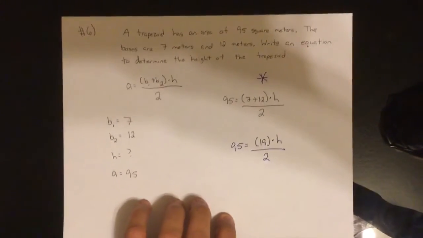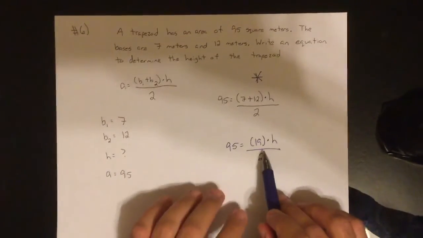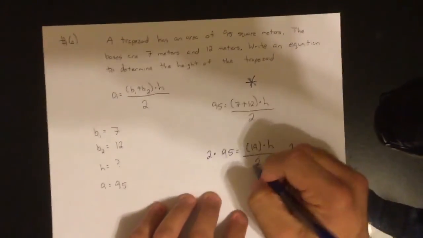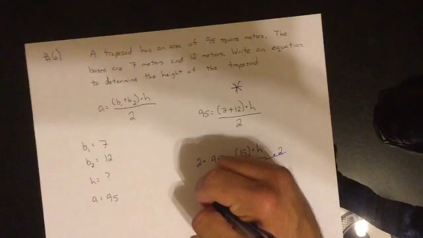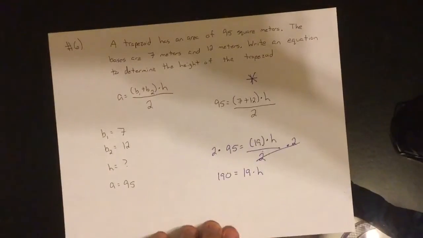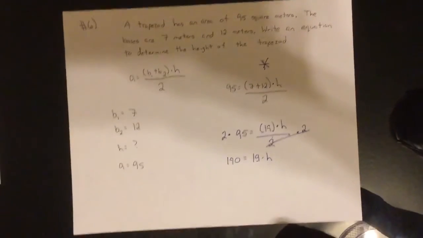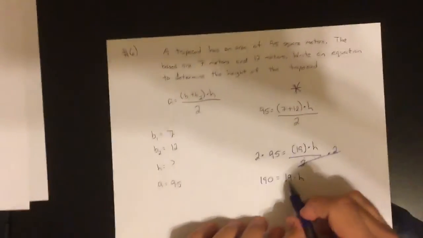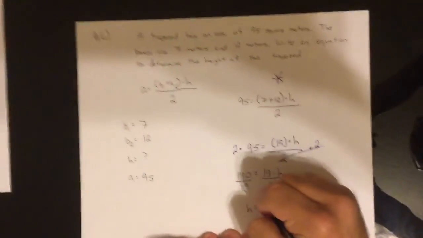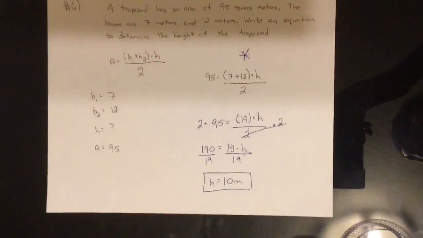Well, you can do it one of two ways. You can do 19 divided by 2 first, but I'm not going to do that. What's the inverse of dividing by 2 here? Multiplying by 2. 2 times 95 is 190. And now 19 times some unknown number has to give me 190. Well, the inverse of multiplying by 19 would be to divide by 19. So your height should be 10 meters. Notice it's not squared because we just solved for the height.